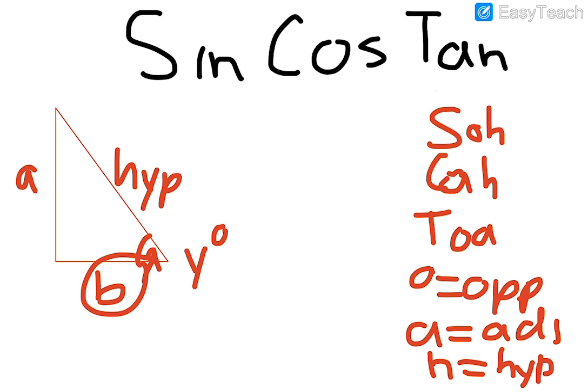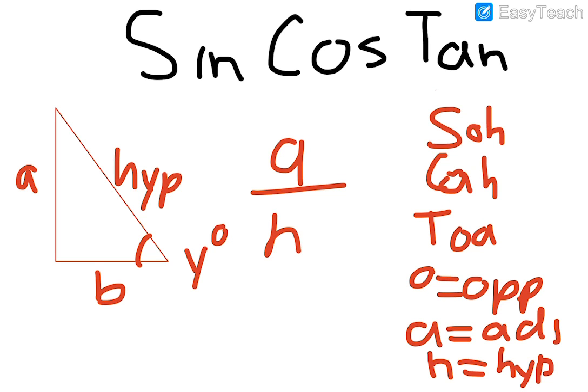So over the hypotenuse again, the hypotenuse doesn't change. And then tangent, or TOA. So it's opposite over adjacent. So it's A over B.